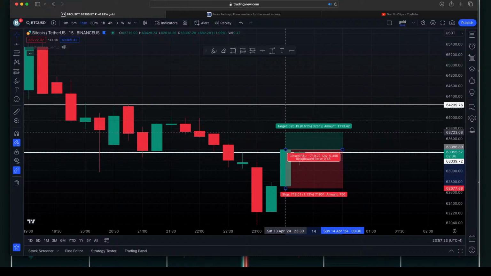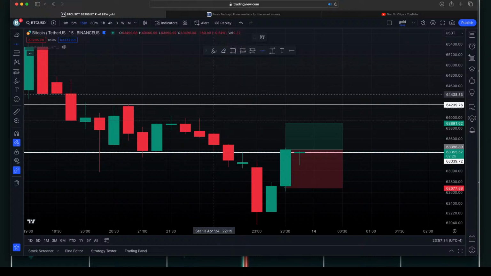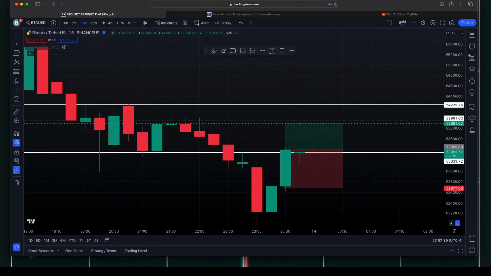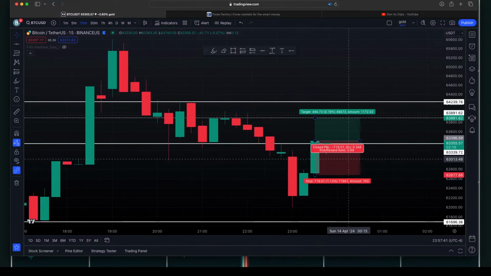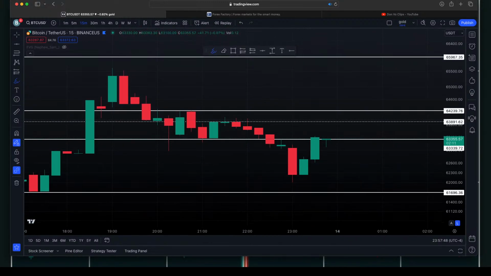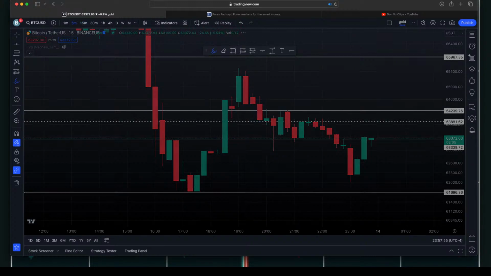This would be 1% or so, but I'm just trying to see the idea that there's a resistance here and a support there. So if anything, this line right here could possibly be a target, just to test it out. But it would have to break this high in order for that to happen. Just an idea.